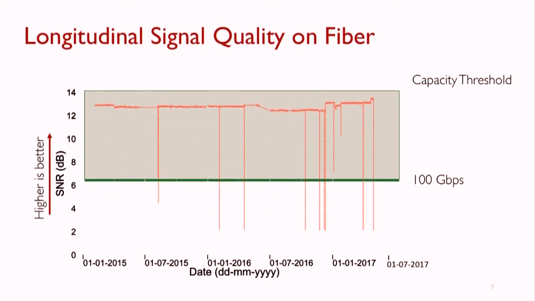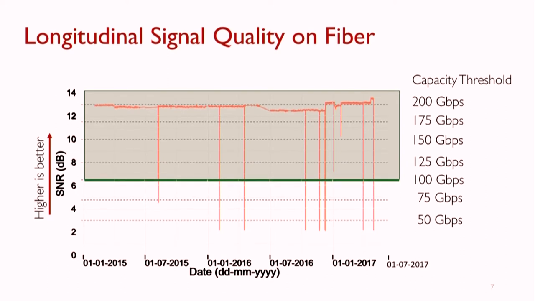To illustrate this point, I'm going to show you that if I wanted to drive this link at 175 gigs per second, the signal quality is actually good enough to sustain that for almost this entire duration of 2.5 years. So this says that we've left some capacity on the table by operating with these static conservative thresholds.